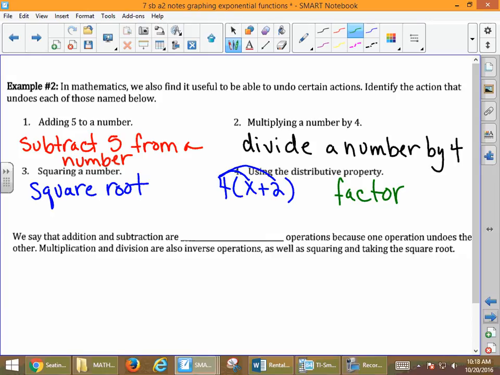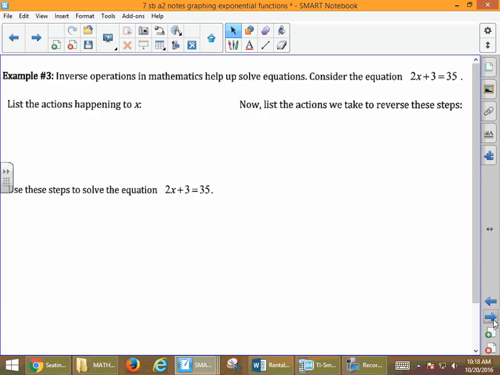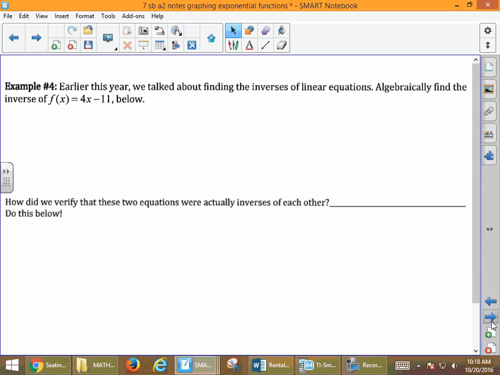But when we talk about undoing, which I'm not even sure is a correct English word, what that is called in mathematics is working with inverse operations. Addition and subtraction are inverse operations. Multiplication and division are inverse operations. Squaring and taking the square root are inverse operations. And I'm going to skip over example 3 for now and move on to 4.